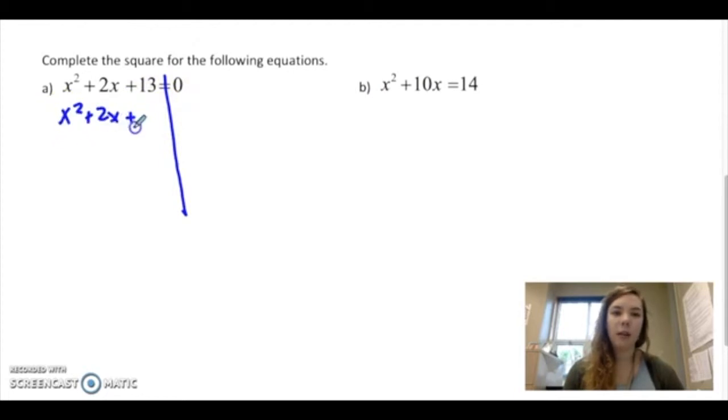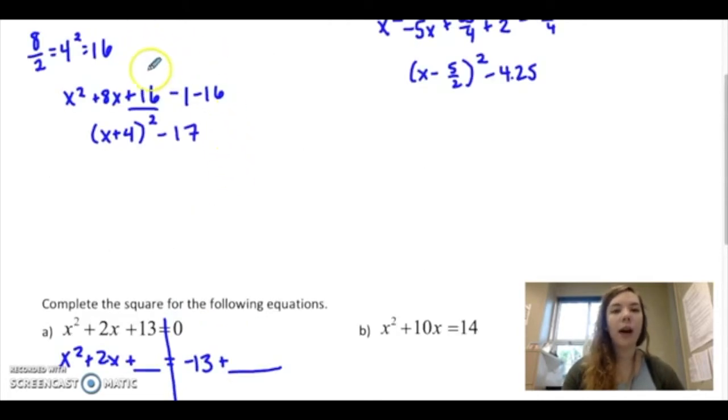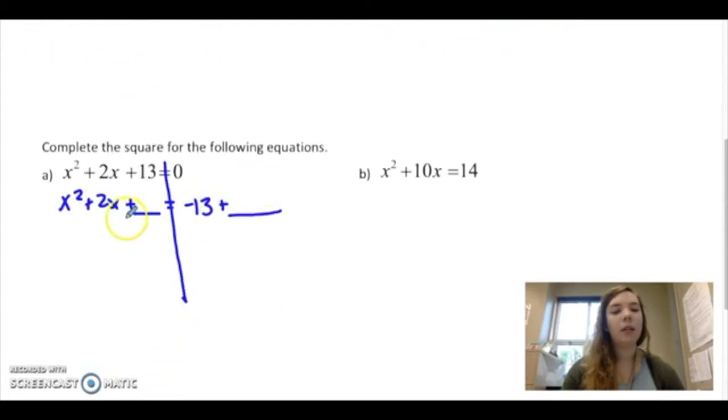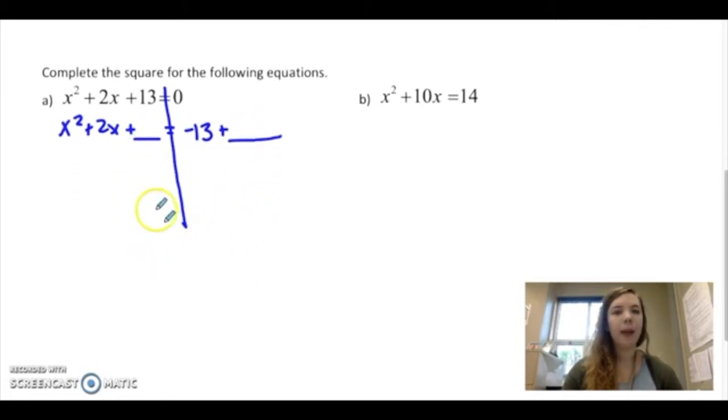So I'm going to add something to both sides. When you're doing an expression, you add and subtract to make it balance out to 0. But here, to balance an equation, you add the same thing to both sides. Okay? So half of 2 is 1. 1 squared is 1.